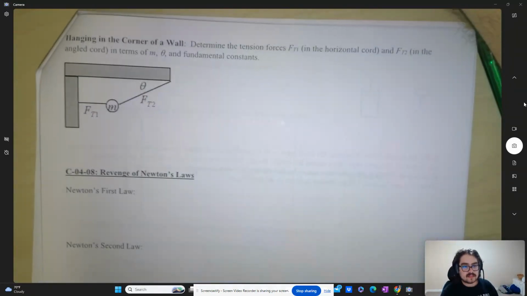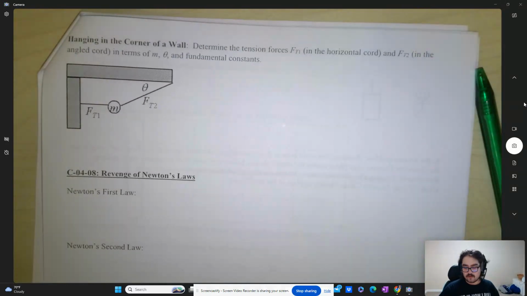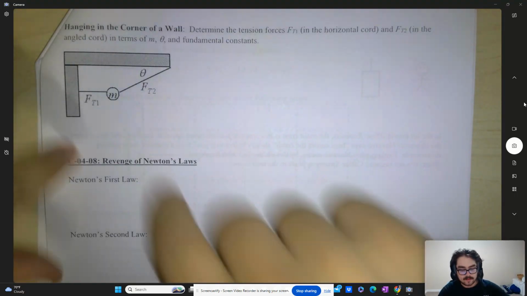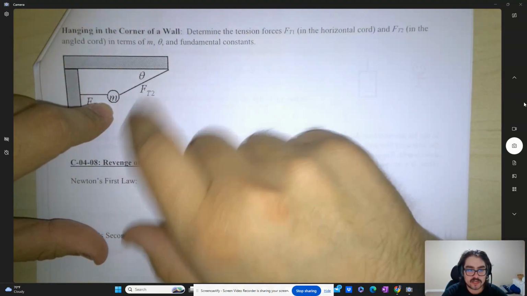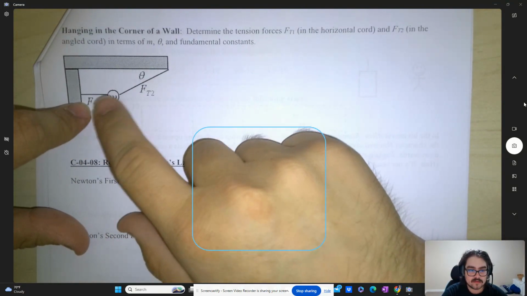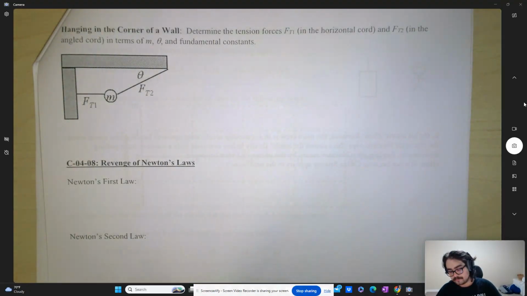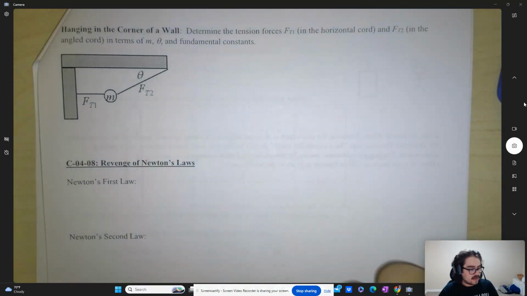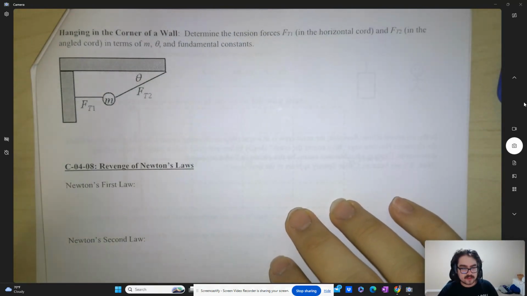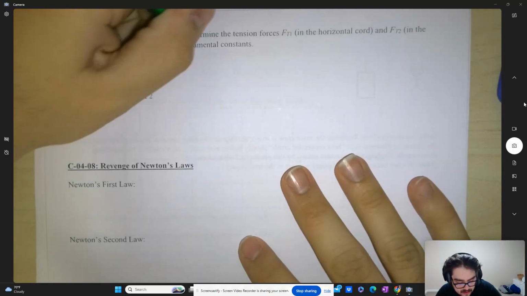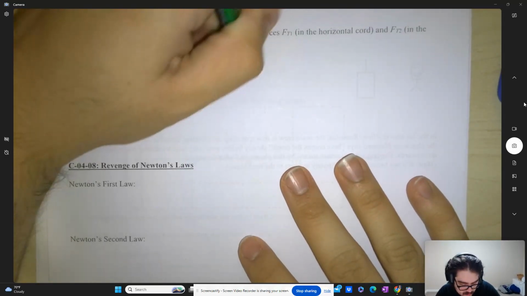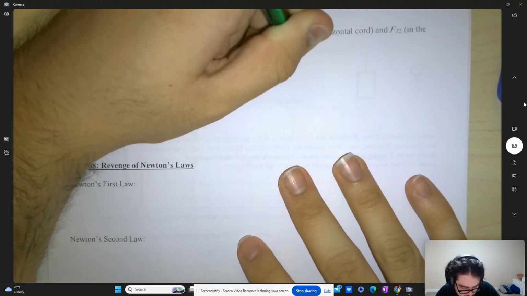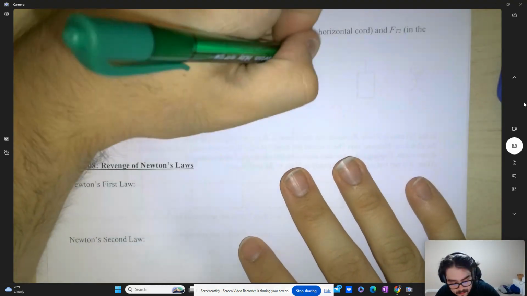The next one's not that bad because it's just going to be the hanging in the corner of a wall example. It's important to note that for hanging in the corner of the wall, all that's happening is that your mass is being supported by two strings, and one of them is horizontal, the other one's angled. The main thing to understand here is that if everything balances out, we can set up a ratio.